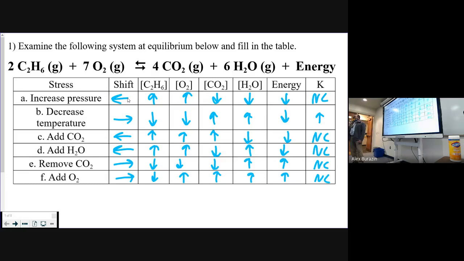Yes, sir. For the first one, you have fewer products, more reactants.